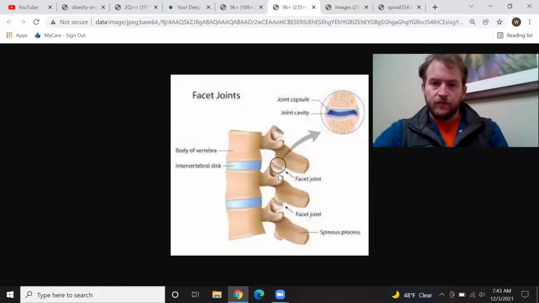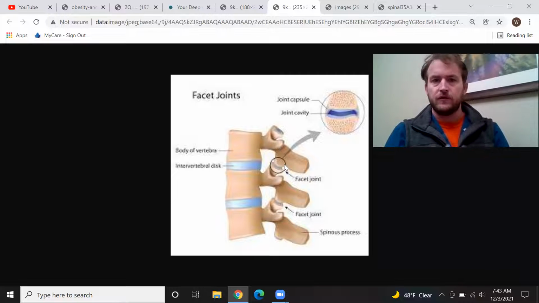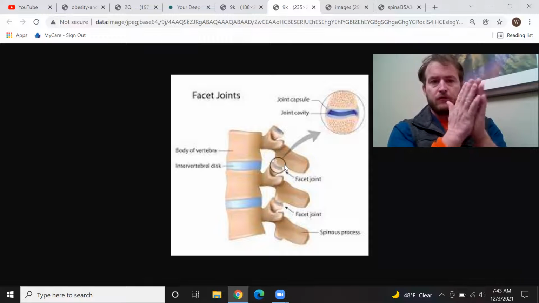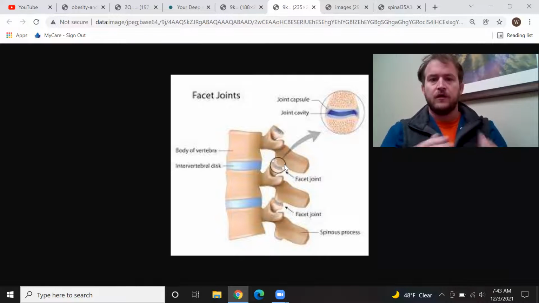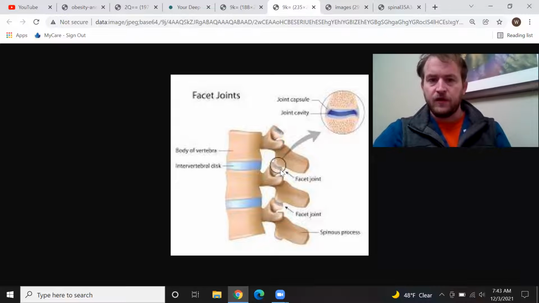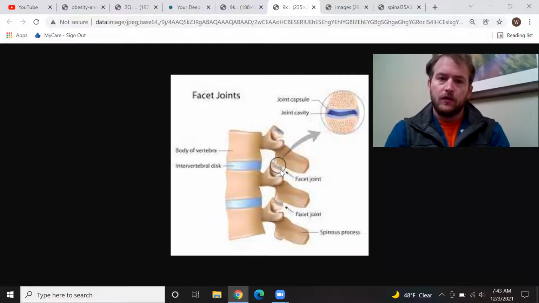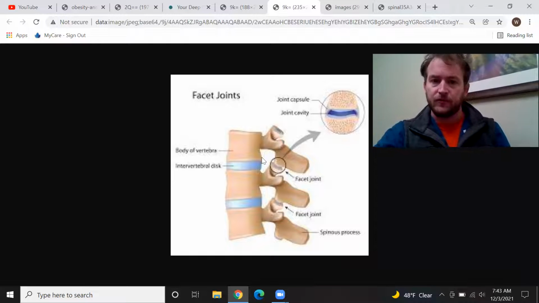This is a very important element, the facet joint, because it allows for good fluid movement, whether it's twisting or whether it's going up and down. These need to be healthy. And unfortunately, over time and through excess body mass, the force of gravity acting through your body can put a lot of pressure on these joints.